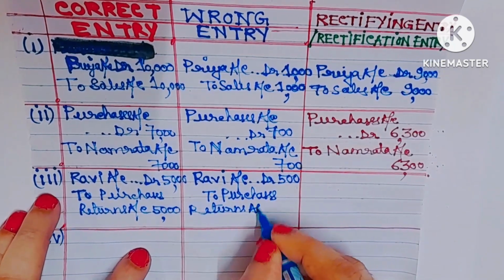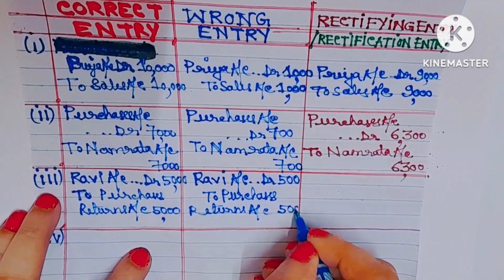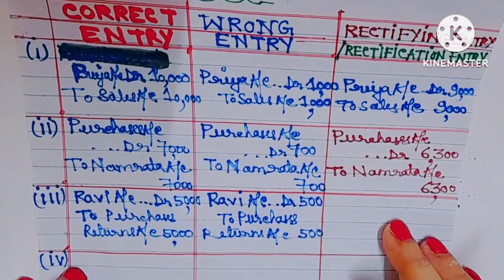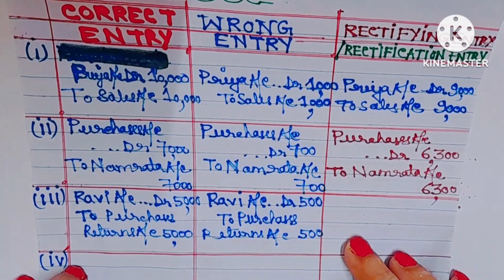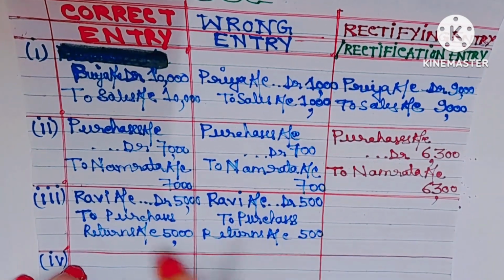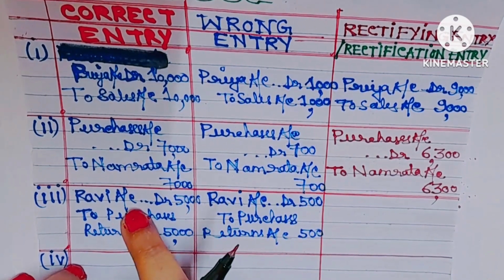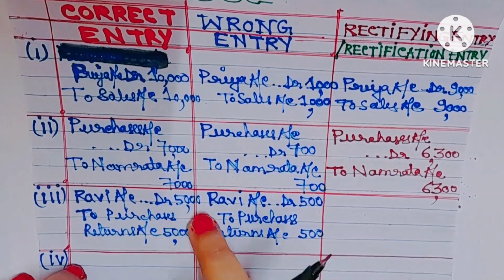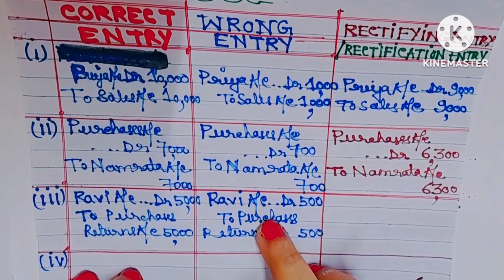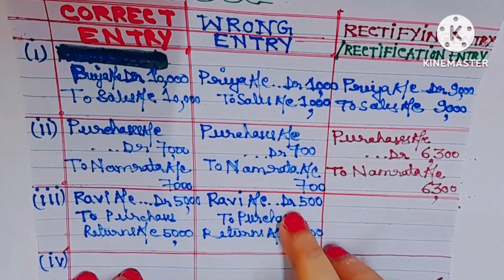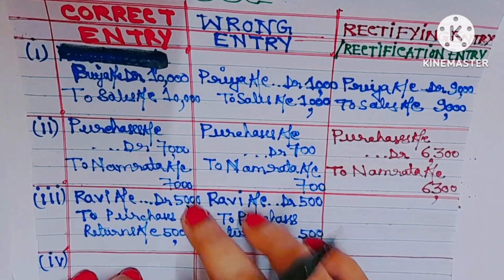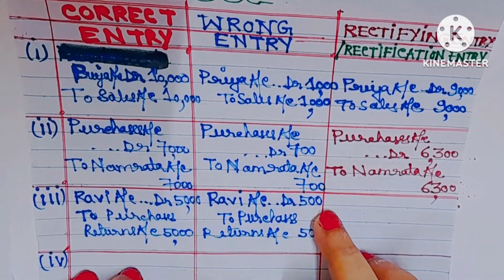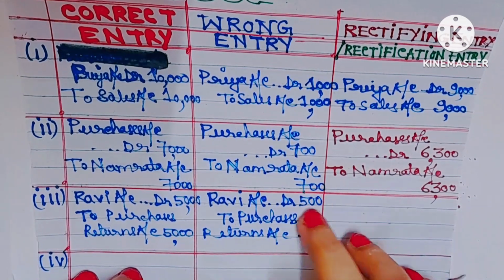Returns account 500. Okay. So now let's rectify the wrong entry. So what is the technique? First you have to compare the correct entry and the wrong entry. Let's see the debit side. In the correct entry, Ravi account debit rupees 5,000. Let's see the debit side in the wrong entry. Ravi account debit rupees 500. The journal entry is same, but the amount has been recorded less. Wrong amount has been recorded. That is rupees 500.